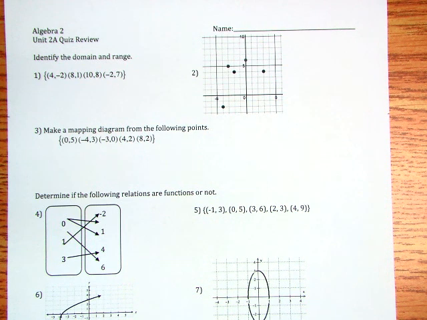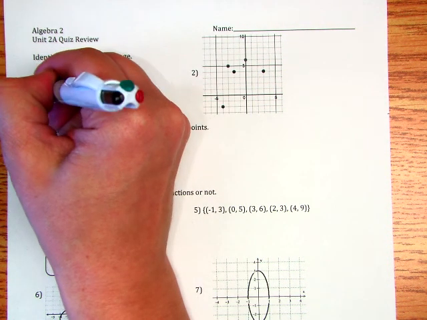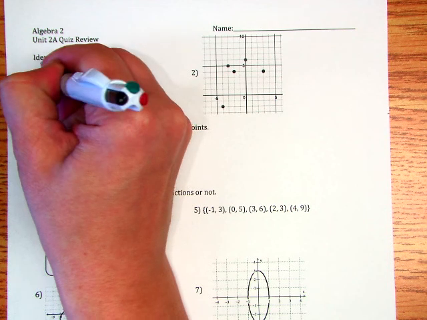Identify the domain and range. Question number 1. When you're asked to find the domain and range, you simply have to look at the x and y values and make a list. So for the first, if I want to find the domain, I'm going to look at the x values.